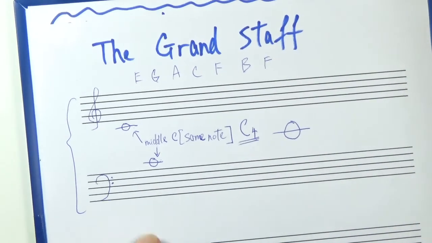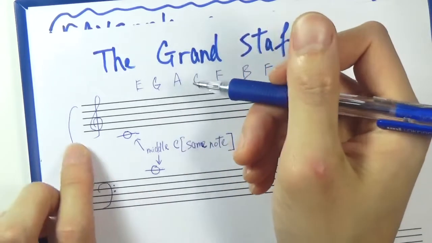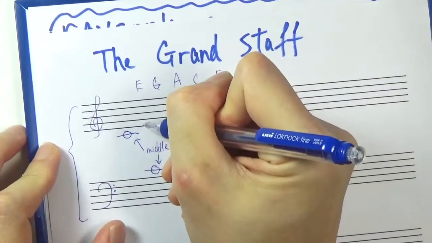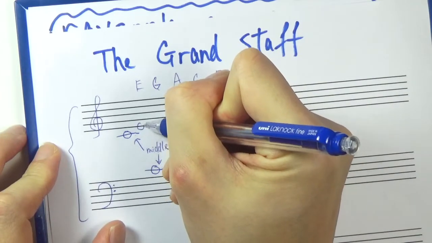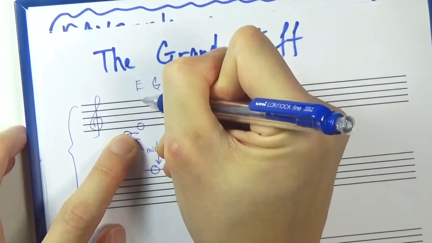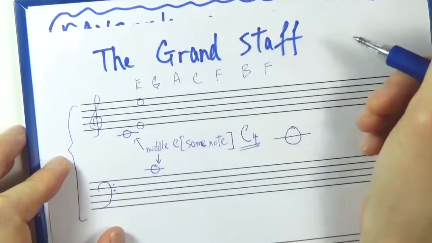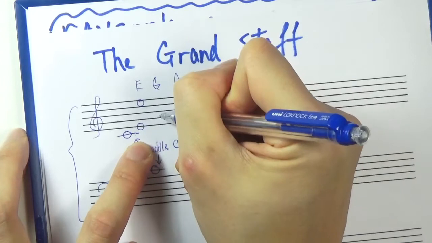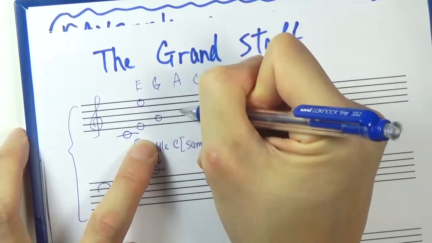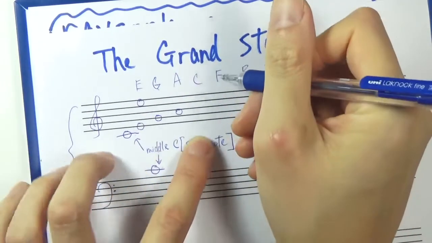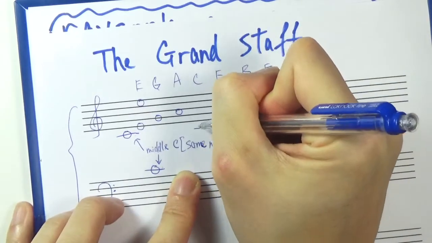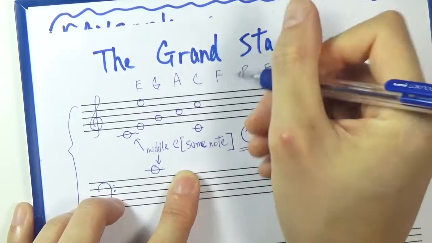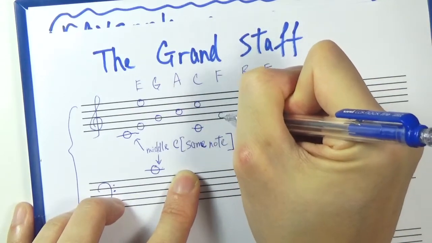Alright, so let's go ahead and work on the treble clef first. So E is going to be here. There's one E here, and then an E here, right? Alright, so G. There's a G here. A, there's only one A here, I think. C, there's a middle C, and another C.